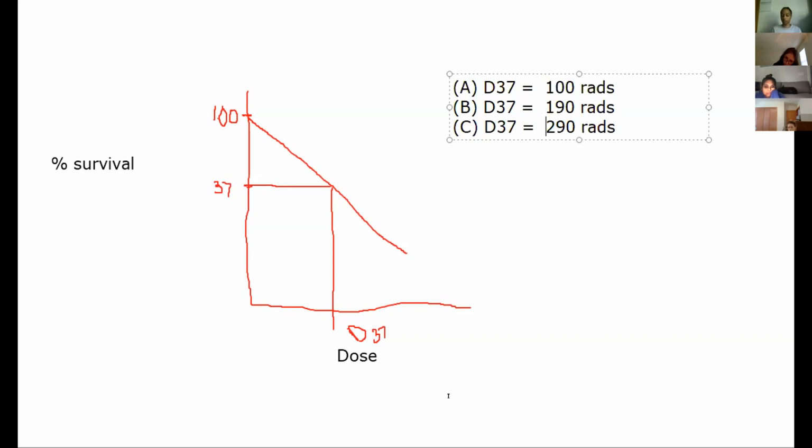It has the most shallow slope. The D sub 37 that we calculated is 290 rads. So that makes sense. The more sensitive the population, the lower the D sub 37.